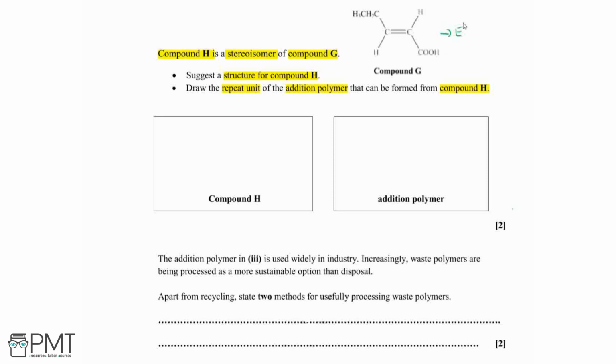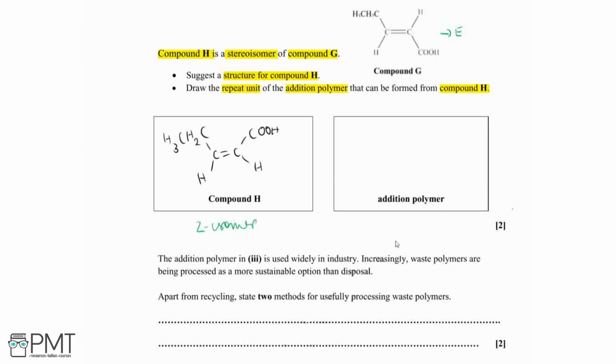So if we've got the E stereoisomer for compound G, then compound H must be the Z isomer. So we just need to flip one side of the double bond. So I'm going to flip this side on the right here. So we're just swapping those over so that our two highest priority groups are now going to be on the same side of that double bond overall. So just like this here. And there's our Z isomer for compound H.